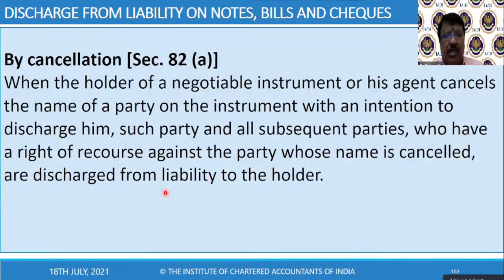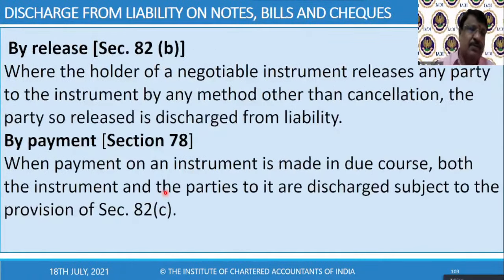See, I am the endorser now. If somebody cancels my name, I am no longer liable on the instrument. I am discharged as a party. But the instrument is still valid for other parties. When the holder releases any party by any method other than cancellation, maybe a separate letter is attached, then by release also the party can be discharged.